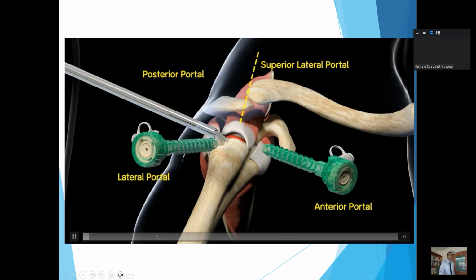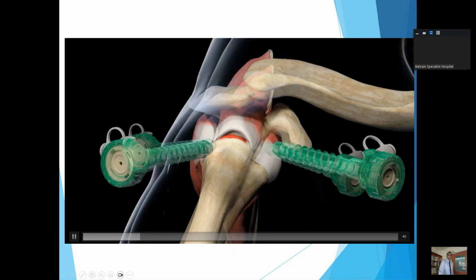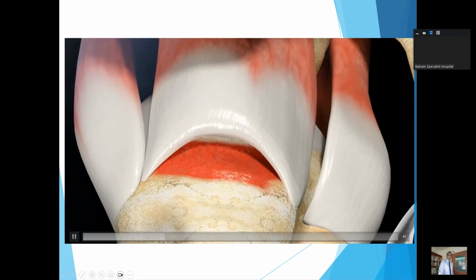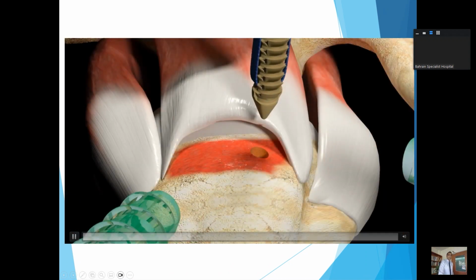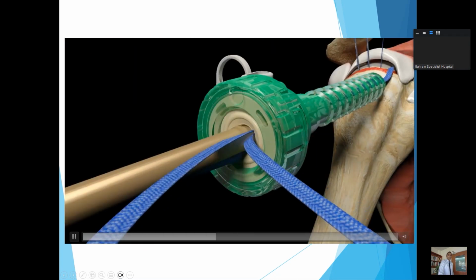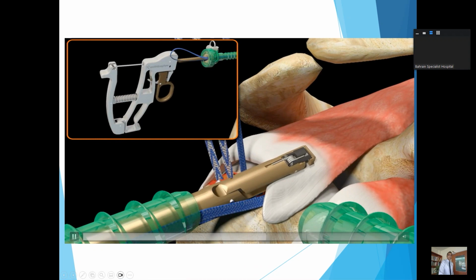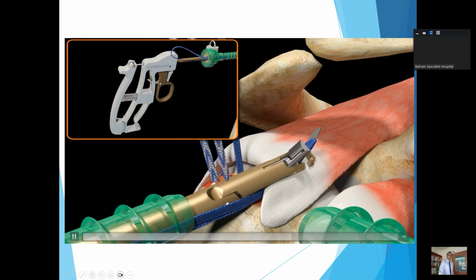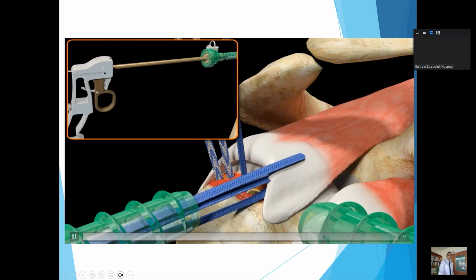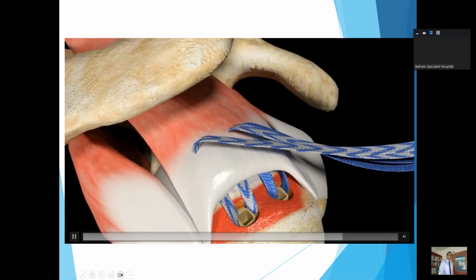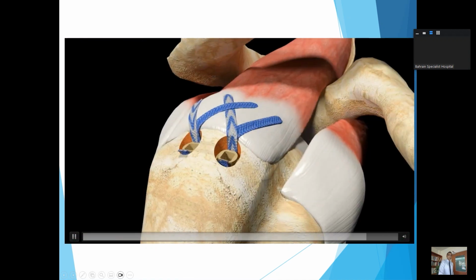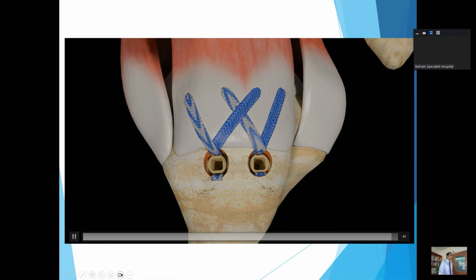So this is a demonstration of the arthroscopic repair wherein two portals are created into the shoulder joint. The rotator cuff is visualized. Anchors with sutures are placed onto the bone. The sutures are passed through the rotator cuff and the sutures are tied, and the rotator cuff is approximated. This is a technique called the double row repair.